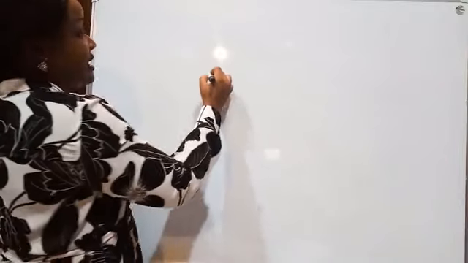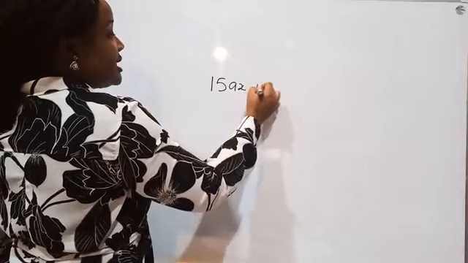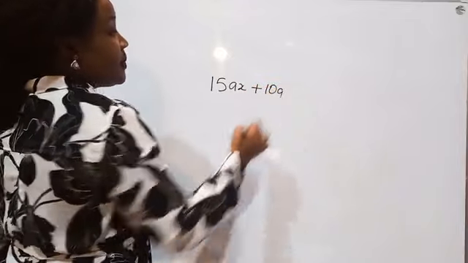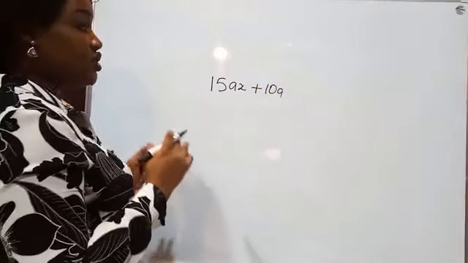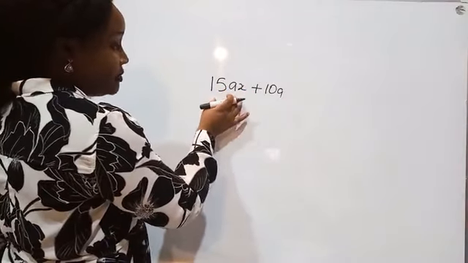Let's look at factorization. Factorization is basically the opposite of removing brackets. This time you're trying to express algebraic terms in terms of their factors. So let's take, for example, 15ax plus 10a. You're trying to bring out the factors, what they have in common.